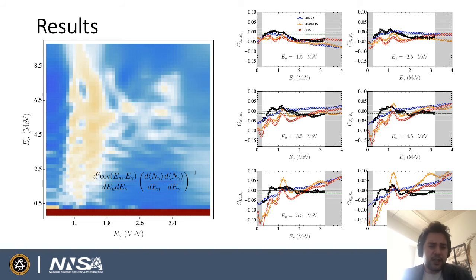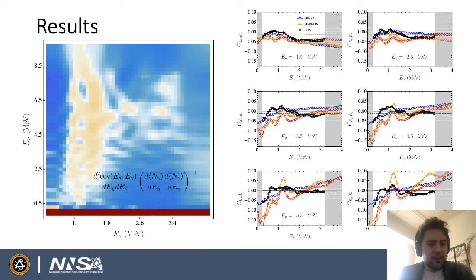One way to analyze this and get a better understanding of the behavior is to take slices of constant neutron energy and look at how the correlations change with photon energy. And this is done in the panel on the right. As you can see, the black curve is the experimental data, and it's being compared with three theoretical model calculations by FREYA, Fréjus, and CGMF, developed respectively at Lawrence Livermore and Berkeley, CEA in France, and Los Alamos National Laboratory.